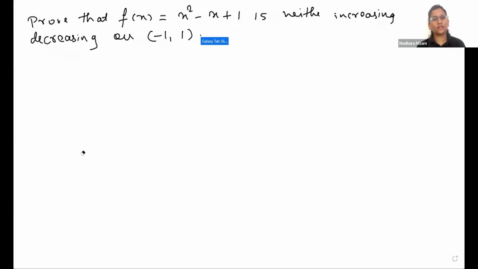Okay. So what are they saying? Prove that this function f of x. What is f of x given? X square minus x plus 1. Show that it is neither increasing nor decreasing in the interval. Which interval? Minus 1 to plus 1.